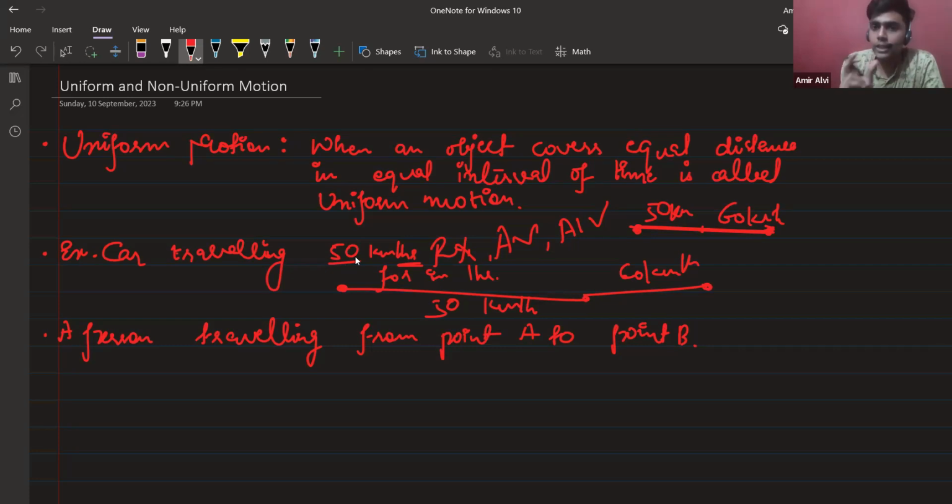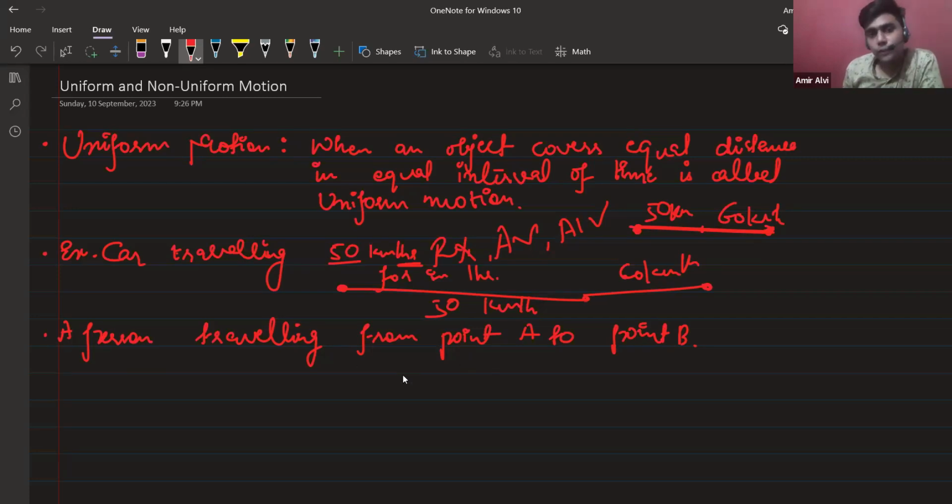There should be at least a mention of the time interval for which the speed didn't change. The speed of the car or the person is not changing. If you are mentioning that, it means that for that interval of time, this motion is uniform. Yes or no? Yes, sir. Got your point? Yes.